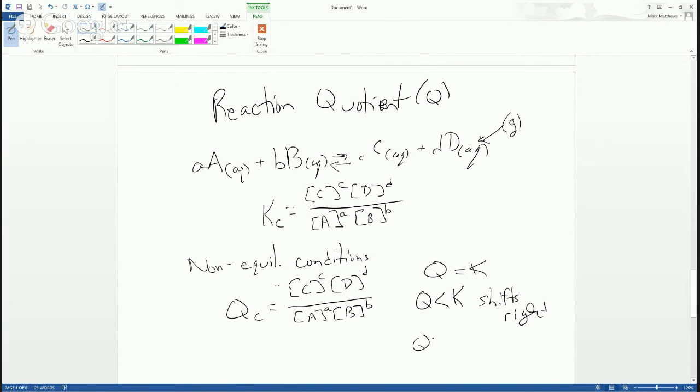If Q is greater than K, then you do what we call a shift to the left. Same but opposite. Now the reverse reaction is going to go a little bit faster, picking up the pace to increase the amount of reactants that are present. So again, you meet the criteria for whatever Kc needs to be, whatever that ratio needs to be.